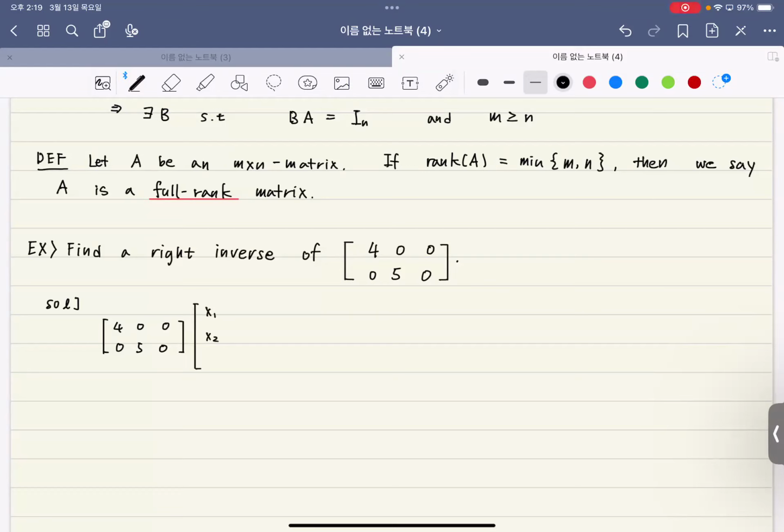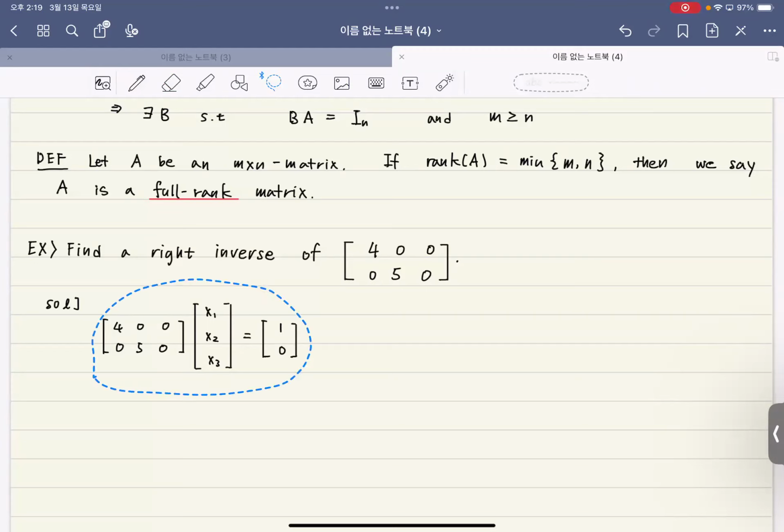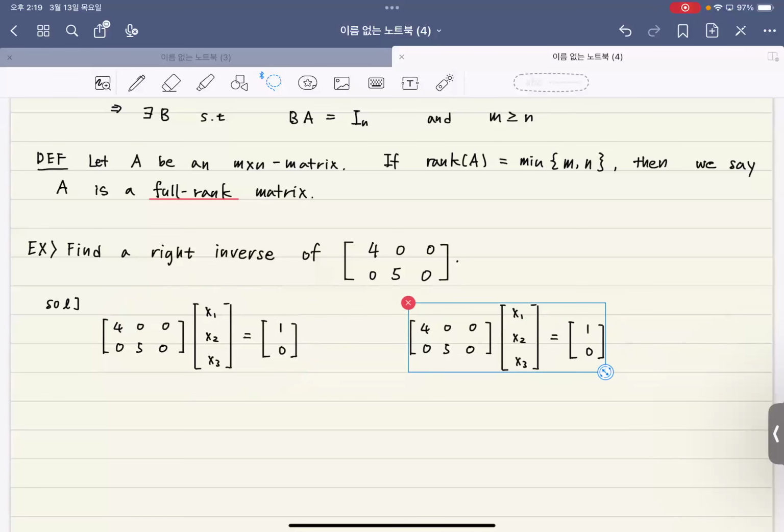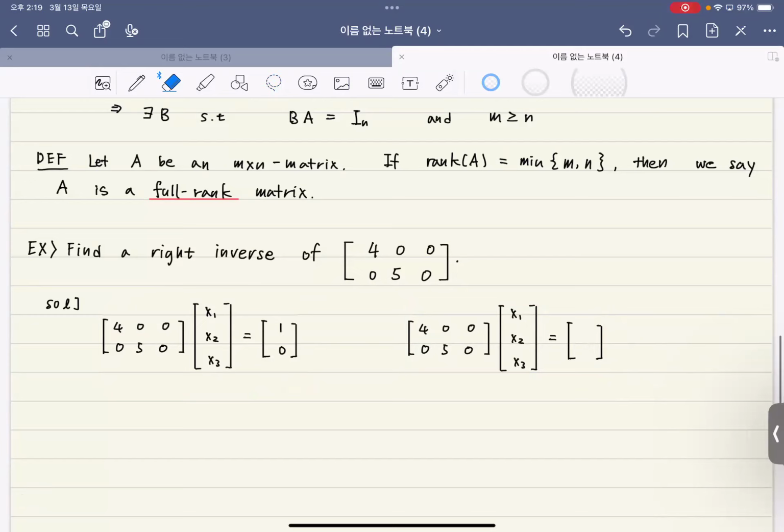X1, X2, X3. X3 is 1 and 0. And I have to find the solution of the system first, and also I have to find the solution of this system.